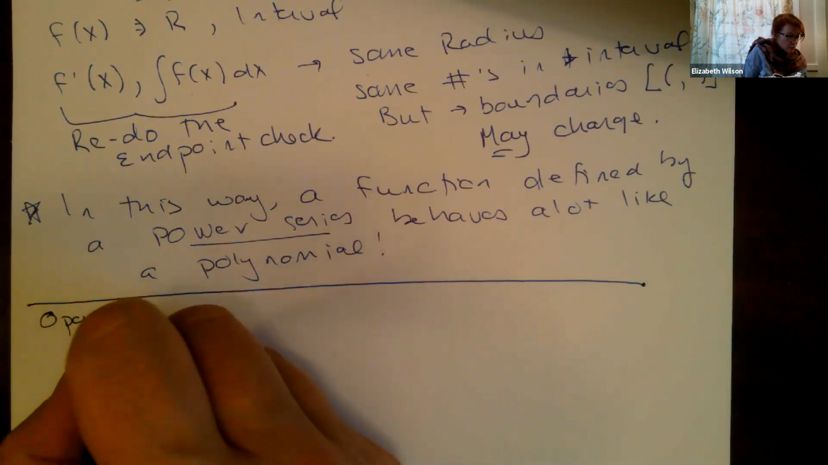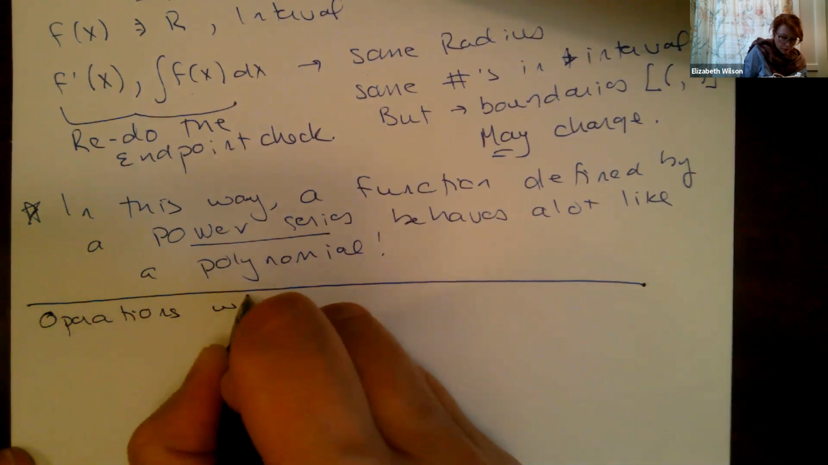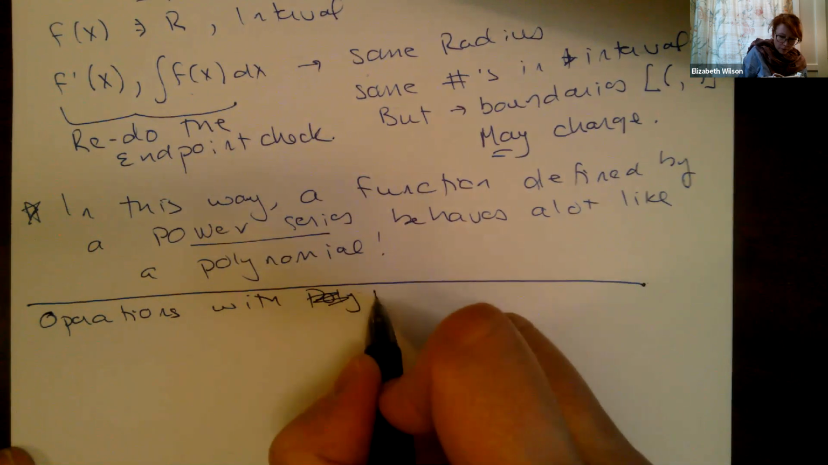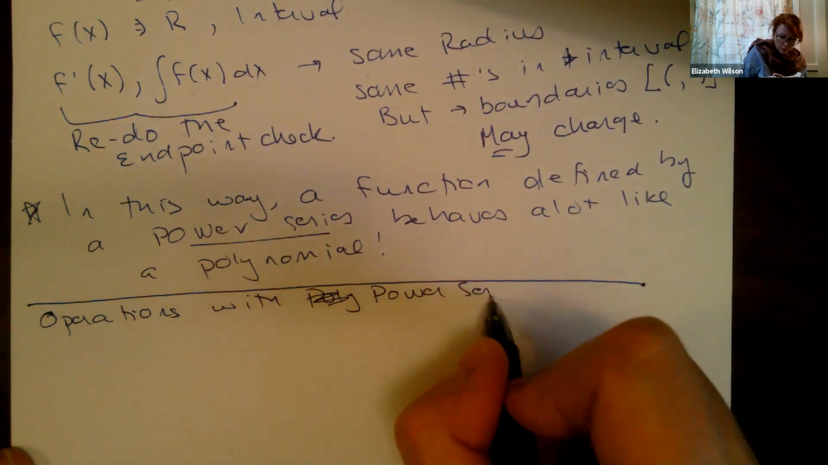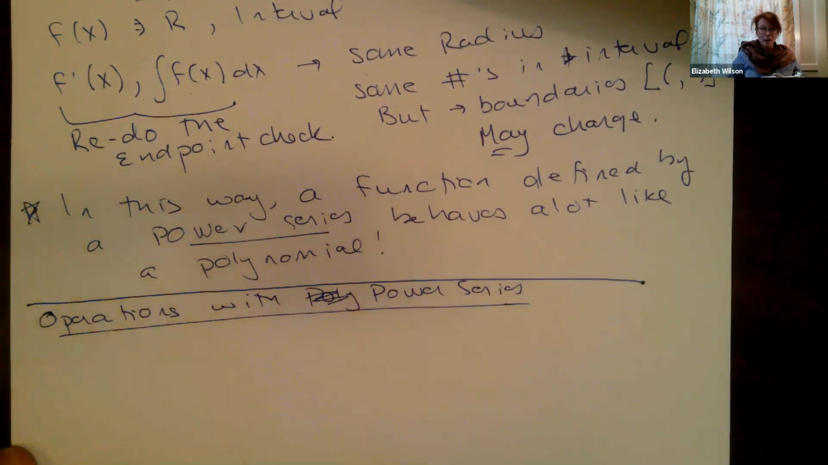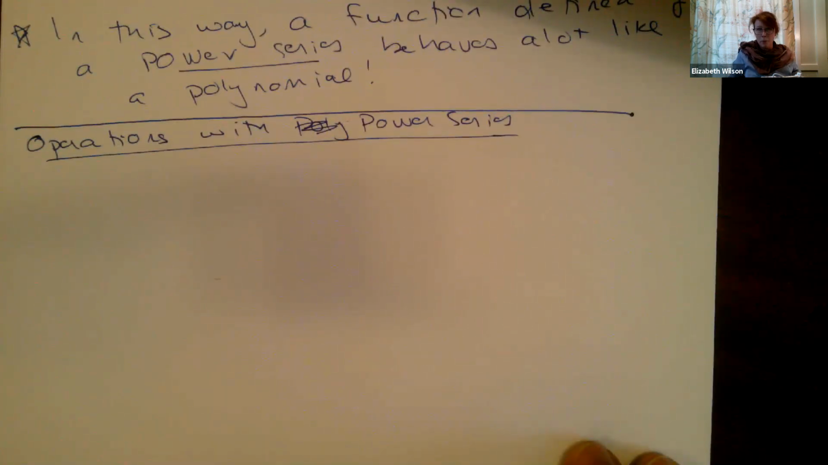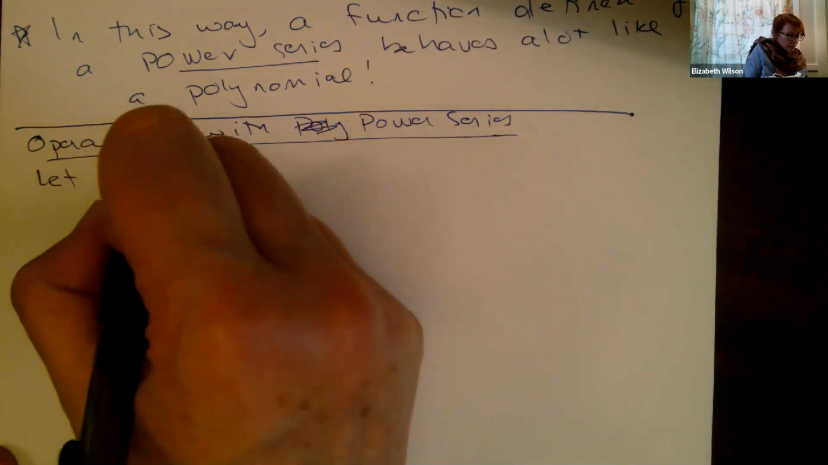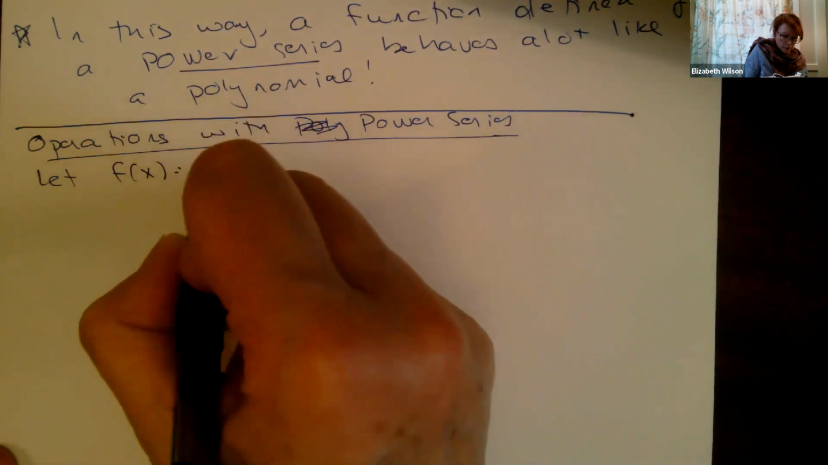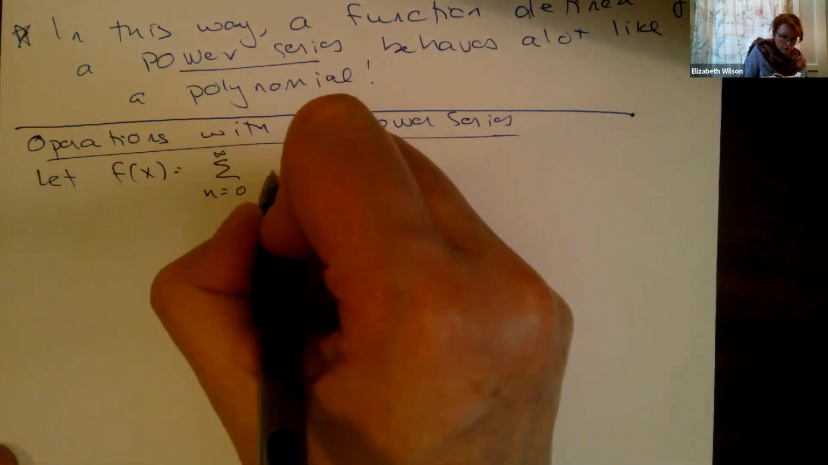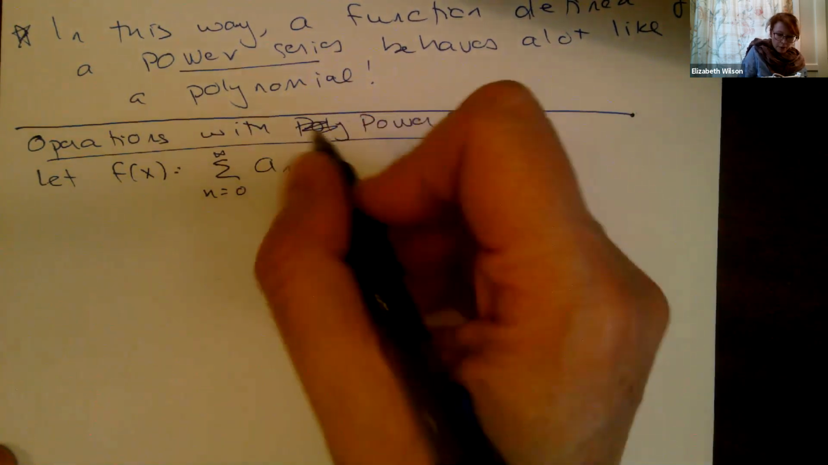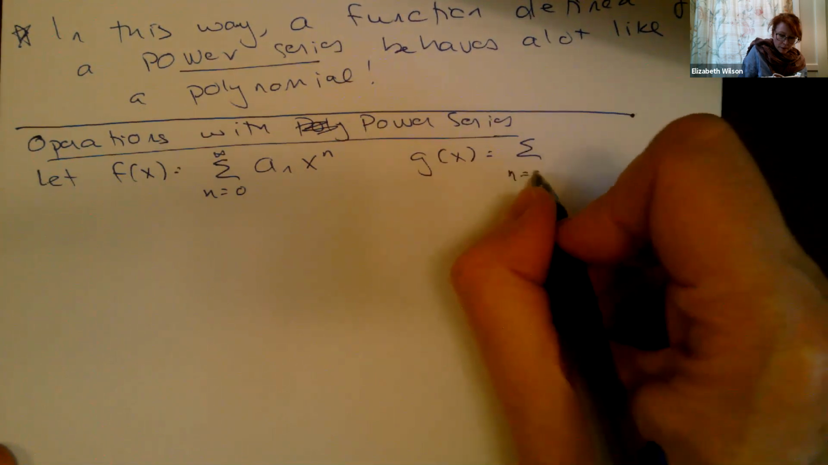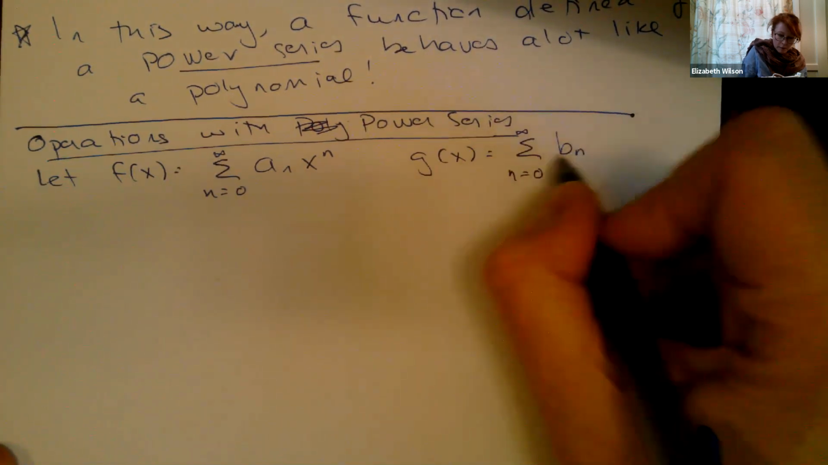So, operations with power series. These are mathematical operations we can do with power series, which are polynomials. First, let's say f of x is equal to the sum from n equals 0 to infinity of a sub n, x to the n, some power series. g of x is a different power series, b sub n, x to the n.